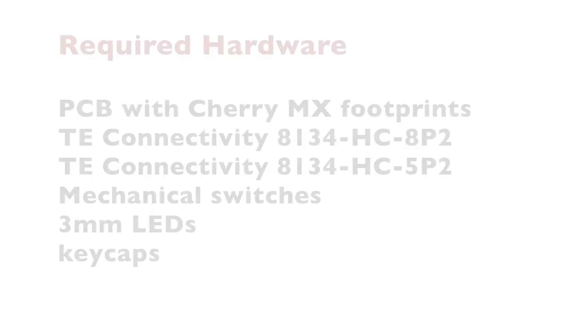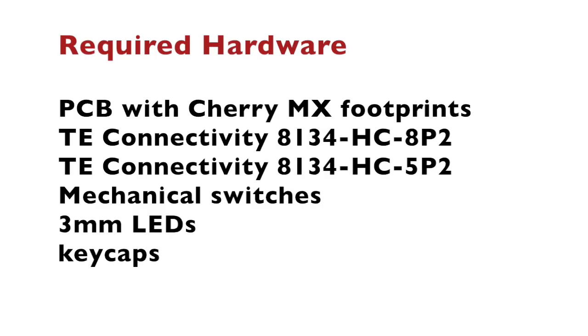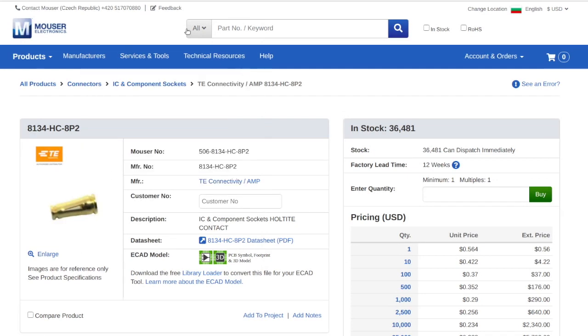The required hardware includes an appropriate printed circuit board for a mechanical keyboard, mechanical switches, 3mm LEDs, which are actually optional, keycaps, and Hotlite sockets. Furthermore, the required tools are tweezers, cutters, and a soldering iron.